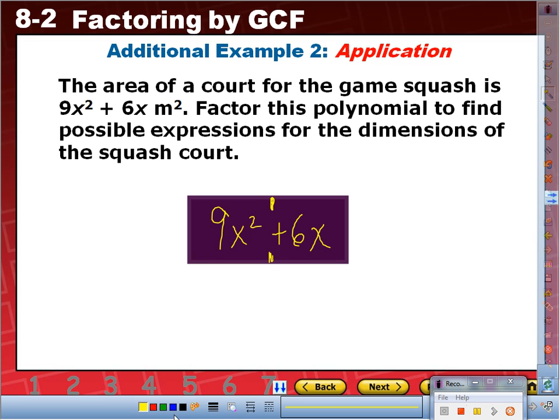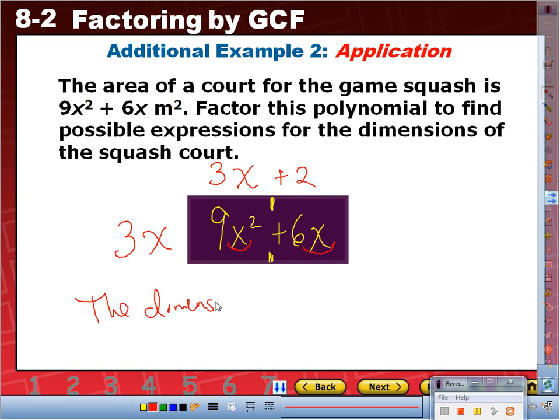3. Okay. So that's our GCF, 3. What else divides here and divides here? X. So now let's see. What do we have left? So what is 9 divided by 3? 3. What is x squared divided by x? X. What is 6x divided by 3x? Positive 2. So therefore, the dimensions of the court are 3x times 3x plus 2 meters squared.